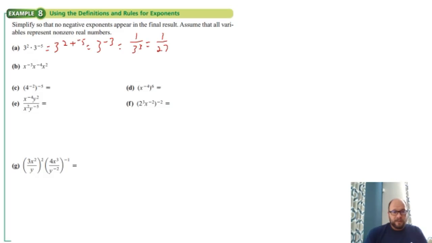Again, is that the only way to do that problem? No. So let me tackle it a different way, just to show you that it does not matter what order you do these rules in. So we had a -5. Let's say we chose to flip that first. So we had 3 to the 2nd times 1 over 3 to the +5.